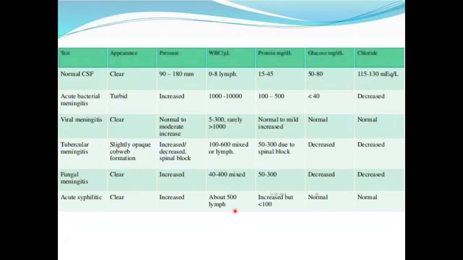Sugar is usually decreased, and protein can be normal to increased. Least common in the Indian subcontinent are fungal, and syphilis is also decreasing these days. So mainly we encounter tubercular meningitis and bacterial meningitis, and on the basis of the WBC count and what type of white blood cell, PMN or lymphocytes, we decide tubercular or bacterial meningitis.